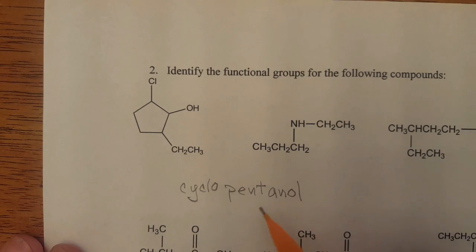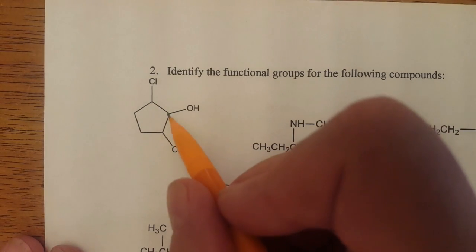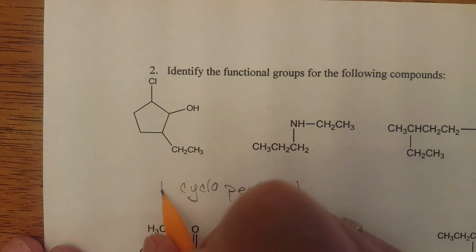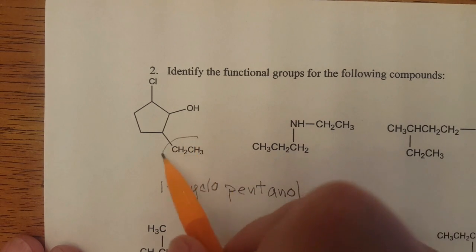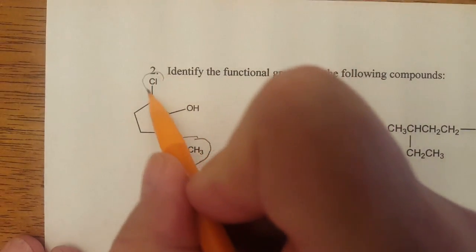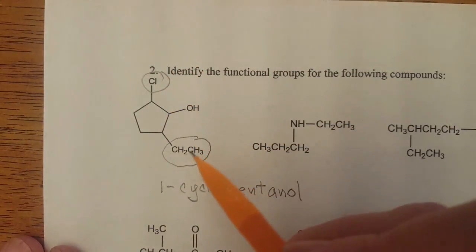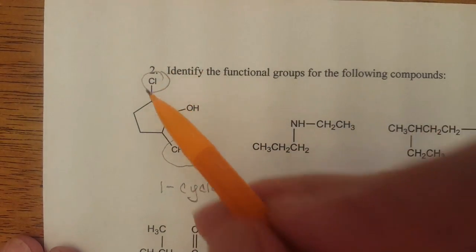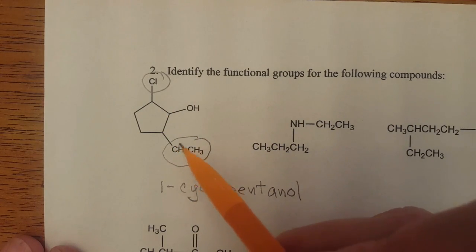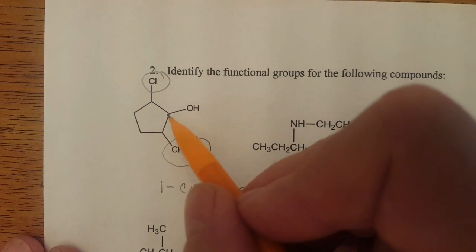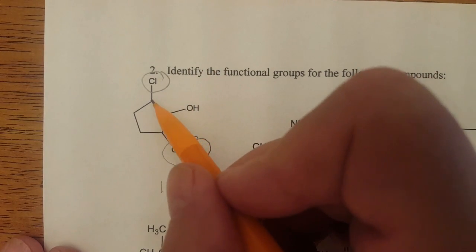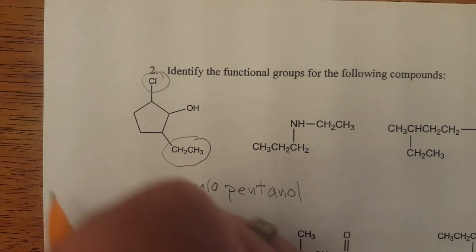Now we have to tell it which carbon the OH is bonded to, because there are 2 other substituent groups. So it's bonded to this carbon, and this gets carbon 1. So this is a 1-cyclopentanol. But we have 2 other groups. One is chloro, one is ethyl. C comes before E, so the numbering system is in this direction. So this guy is going to be a 2-chloro, so that comes first.